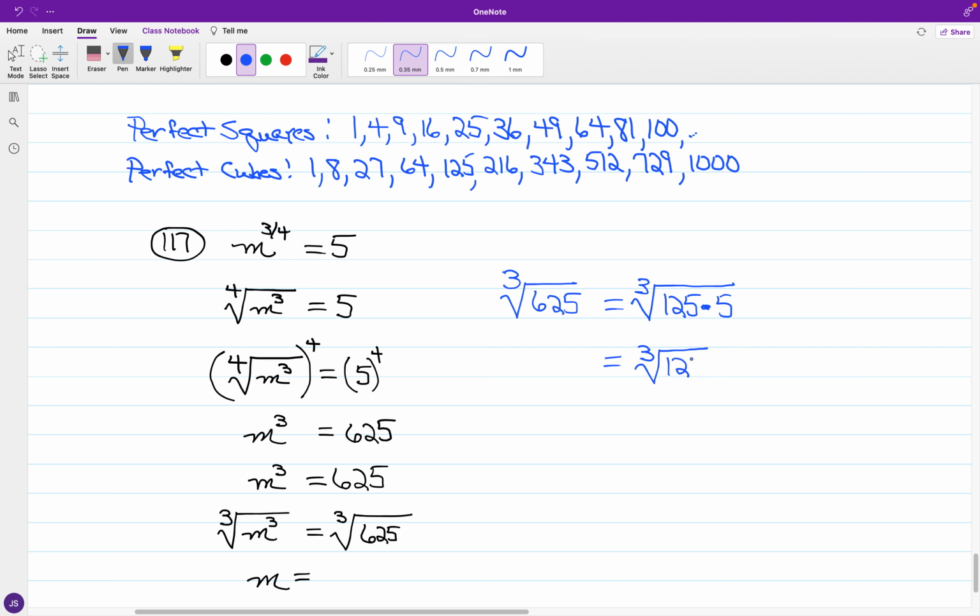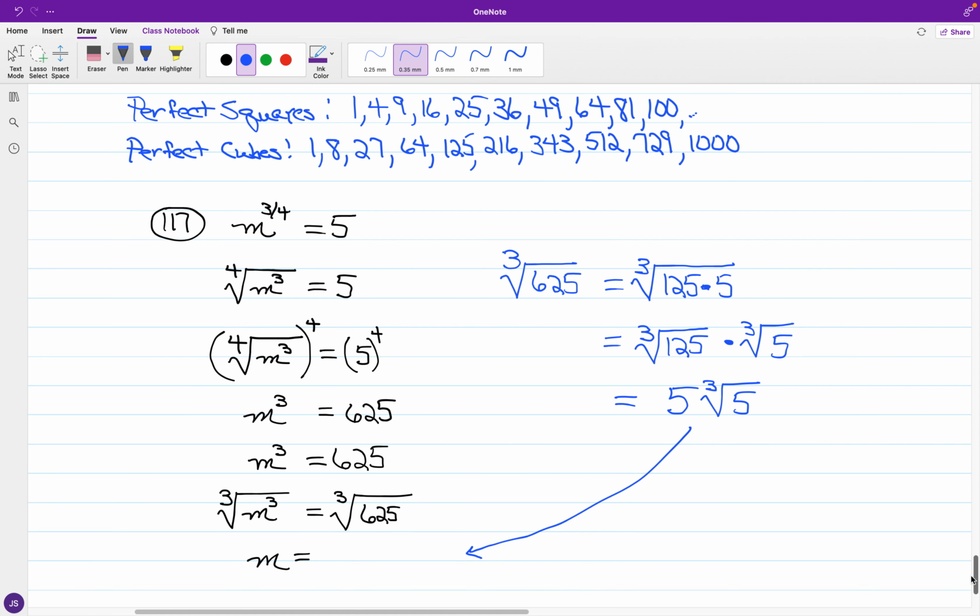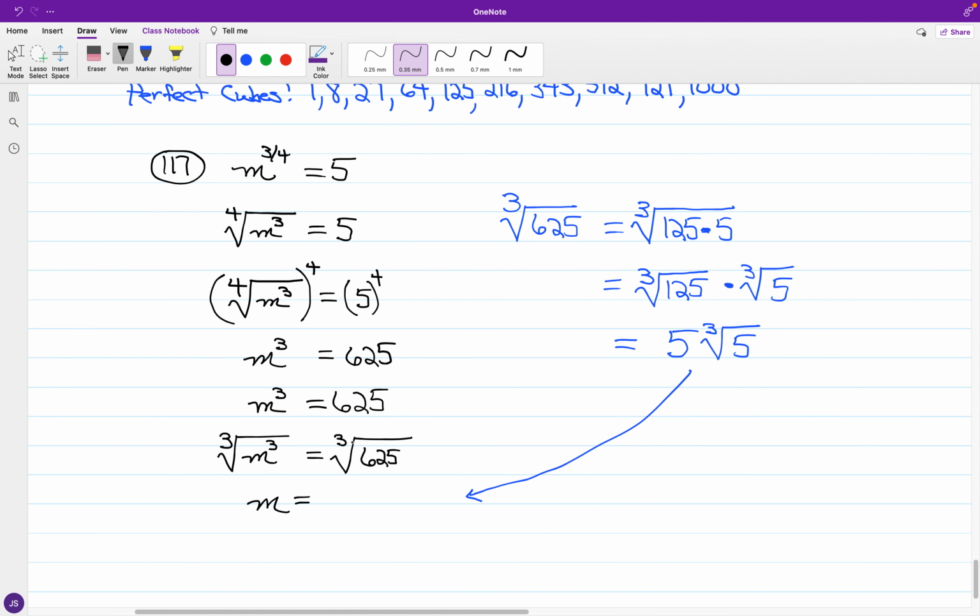And just looking at splitting up, we have the cubic root of 125 times the cubic root of 5, and the cubic root of 125 will go to 5, and I cannot reduce the cubic root of 5. Okay, and so it's going to turn out that with this reduction, this will be the solution for m in reduced radical terms. So for m, this will end up being 5 times the cubic root of 5.